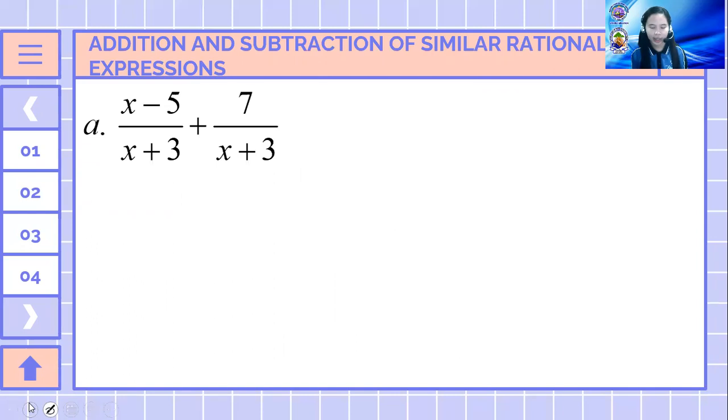Let's have first letter A. We have to find the sum of x minus 5 over x plus 3 and 7 over x plus 3. Okay? So we will just copy the denominator, which is x plus 3. And then add the numerators. So we have x minus 5 plus 7. Right? And then just combine like terms in the numerator. So we copy the denominator x plus 3.